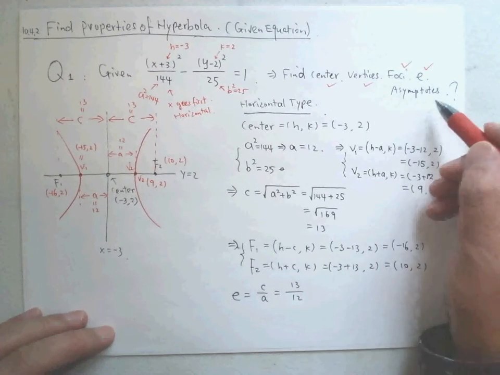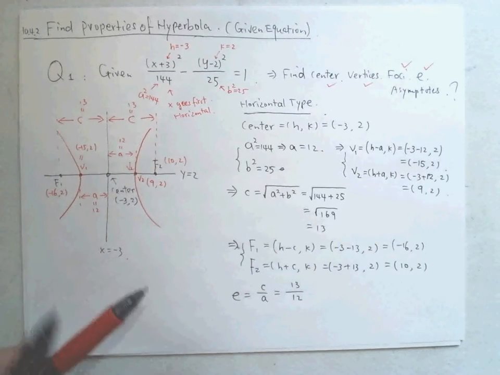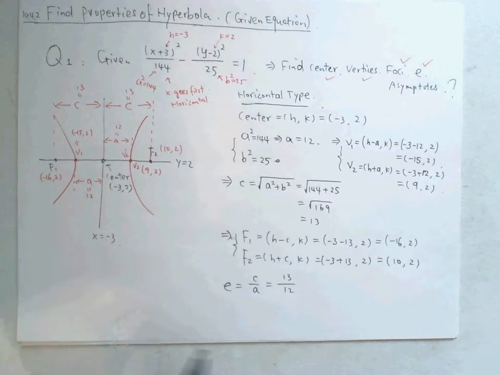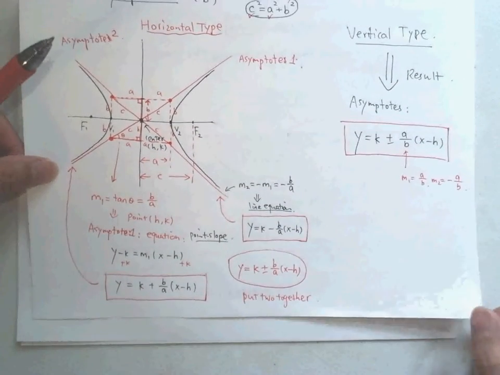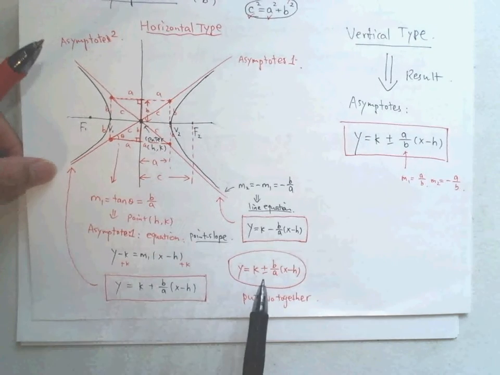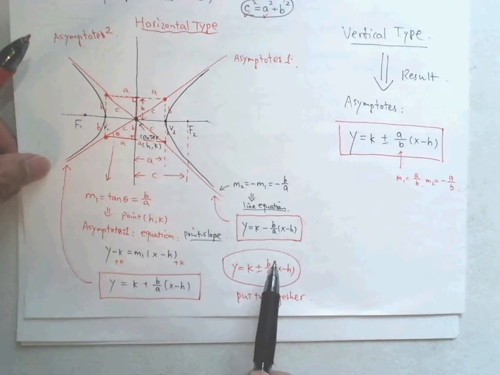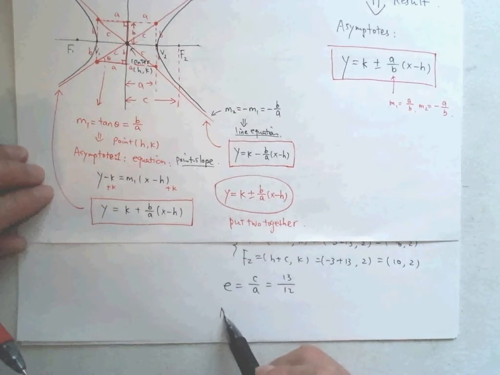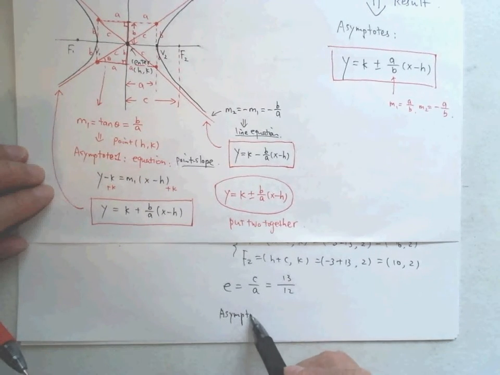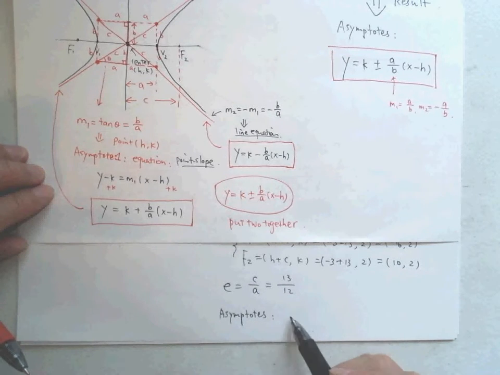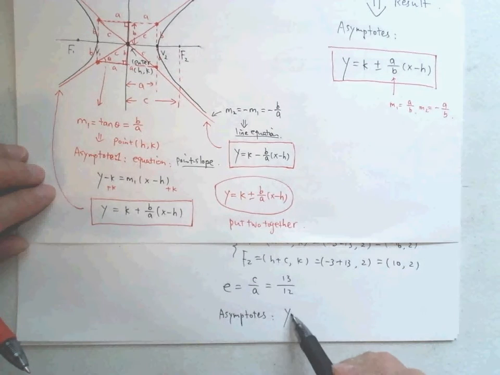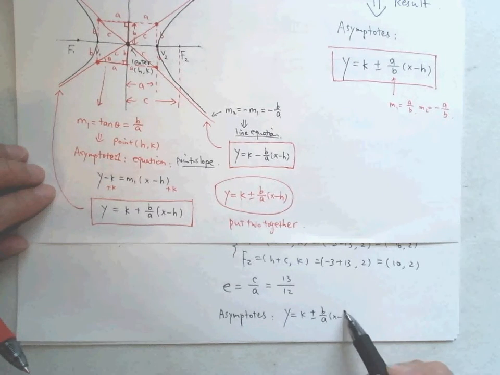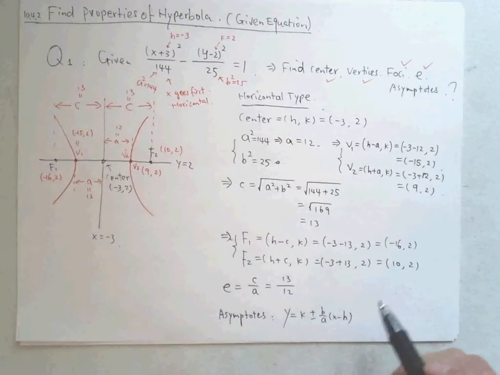So this is the last one, the asymptotes. If some of you remember the formula, I only use the formula. Remember this. For the horizontal type, the asymptote is this one, which means the slope is b over a. Keep in mind this is the one you need to use. I'll copy the asymptote formula: two asymptotes, y equals k plus or minus b over a times x minus h. All we need to do is plug in.